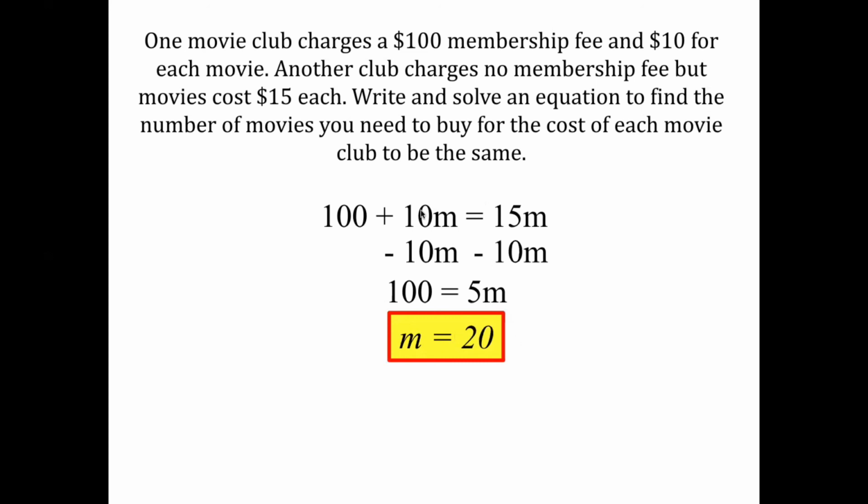Now, if you were to plug your M value back into the original equation of 100 plus 10M equals 15M, you would see that those values would equal one another, and that would show you that you did the work correctly.